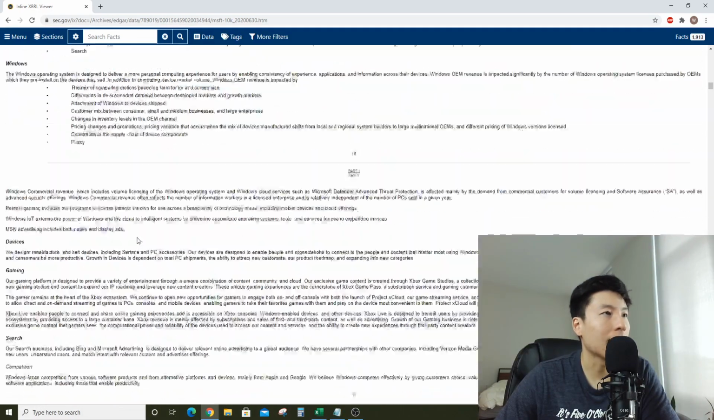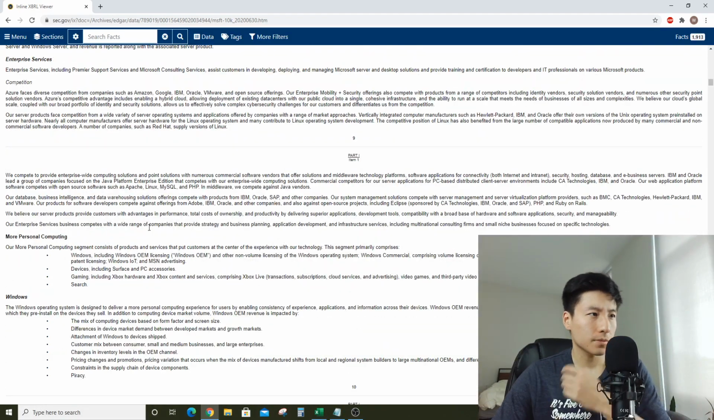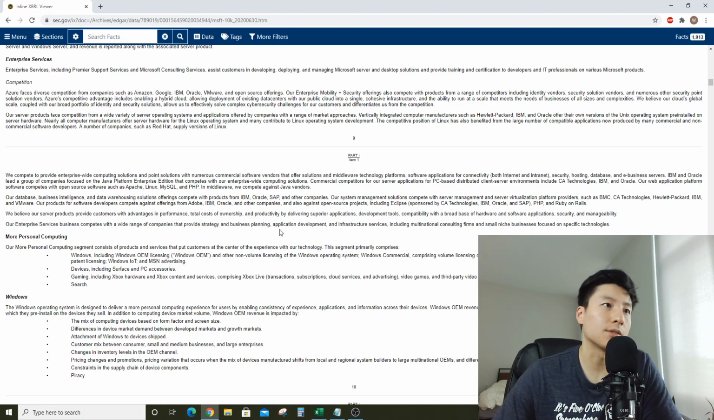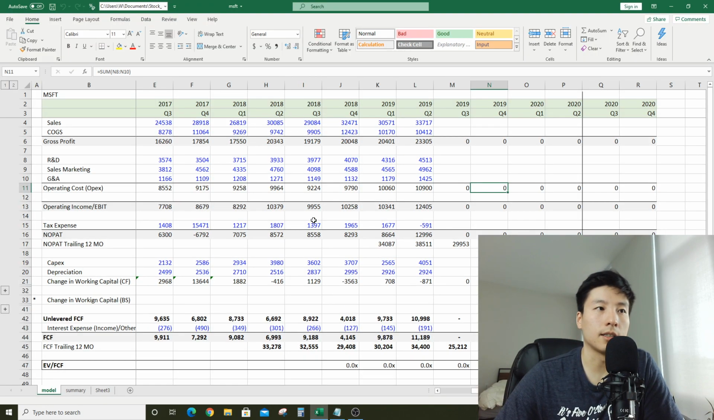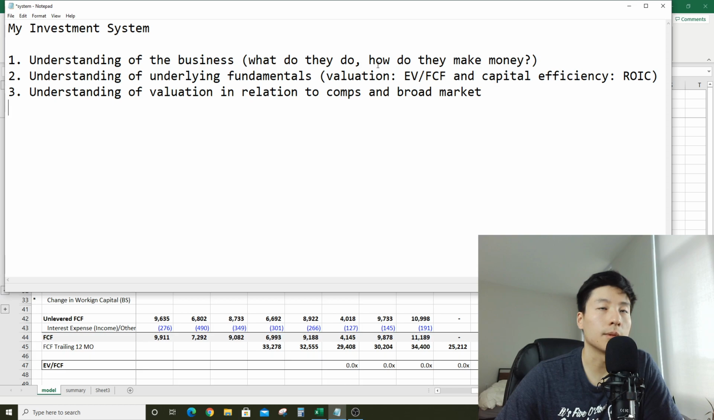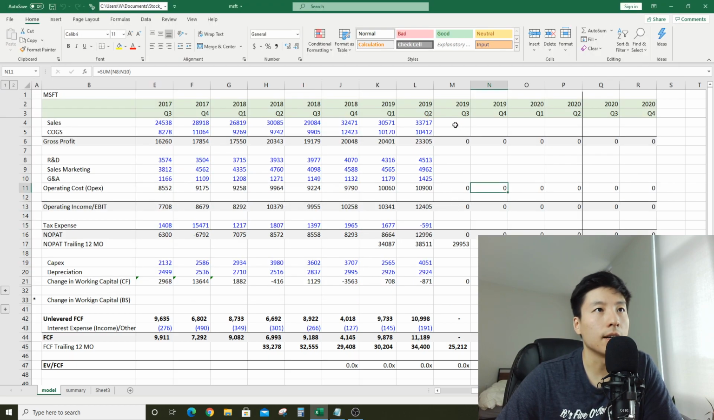All right, so we have a good understanding of Microsoft's business segments. With that in mind, let's jump to number 2, which is let's build our model and gain understanding of what their valuation and capital efficiency is like. So this is my model template.